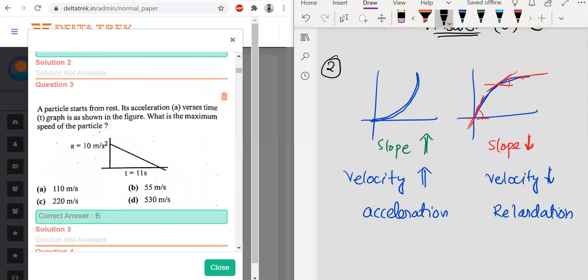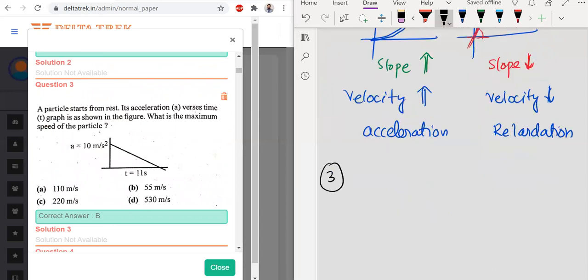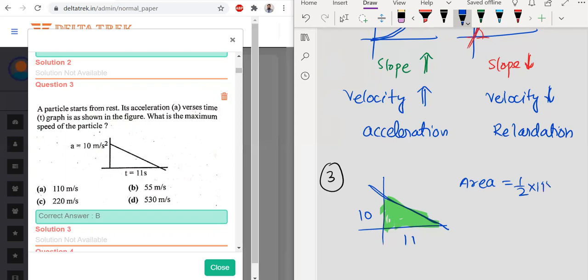Third one. It's an a-t graph, and from the a-t graph we can calculate the area. The area gives us the change in speed. So how much is the area? The base is 11 and the height is 10. So it will be half into 11 into 10, which is 5 into 11. So 55 is the area.